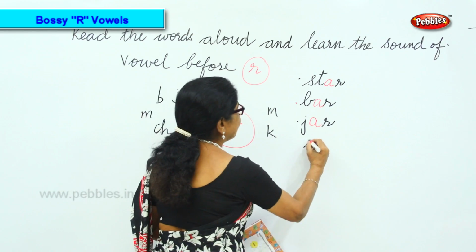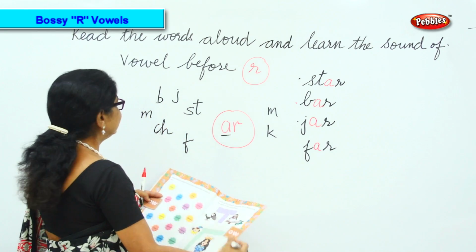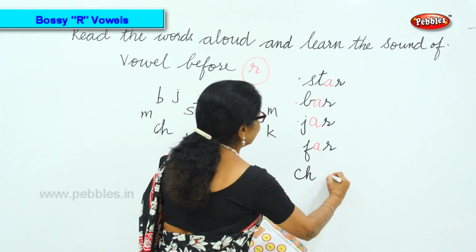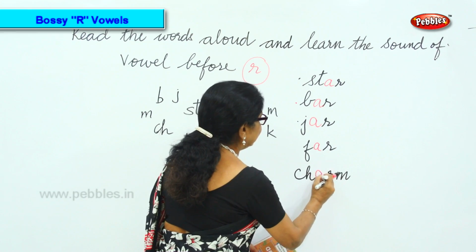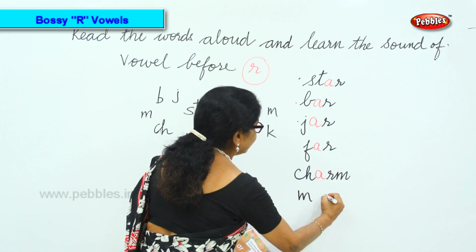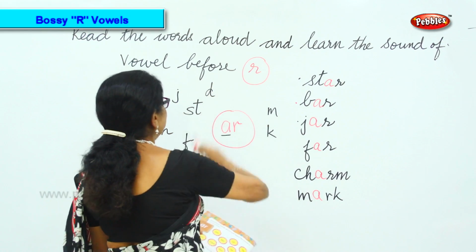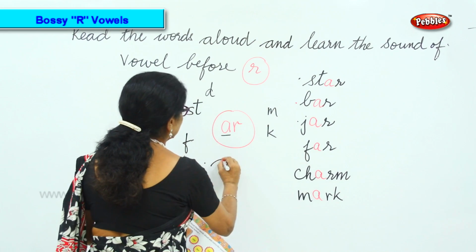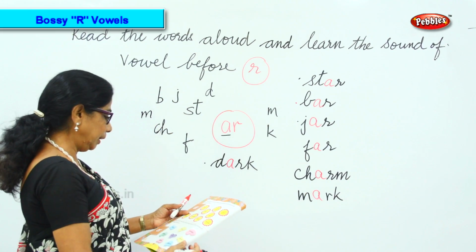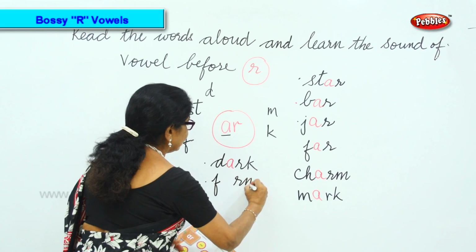Then you have far. Okay. And you have A in between the vowel. Then you have charm. Charm. Alright. Mark. You have M. Mark. You can also have D. So you have dark. Then you have farm.